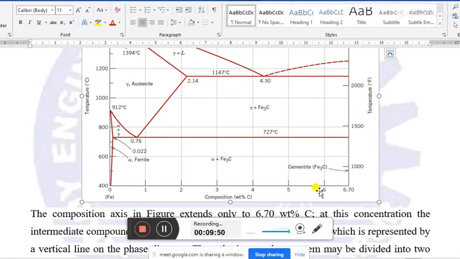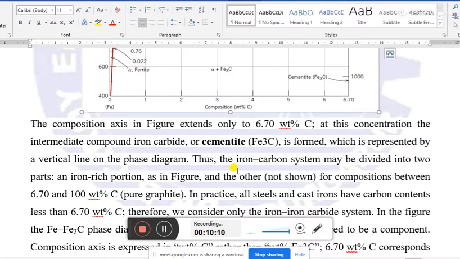That's why the total phase diagram of the iron carbide system, total phase diagram meaning from 0 to 100%, that these axes may be extended up to 100%, may be divided into two parts. One is the carbon rich portion, and one is the pure graphite portion that is written here.